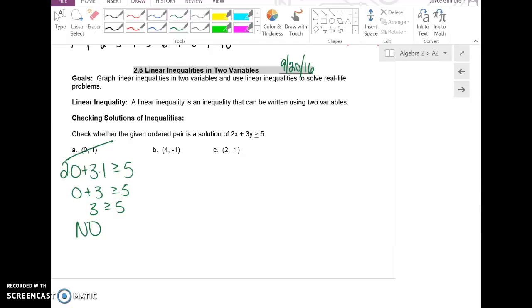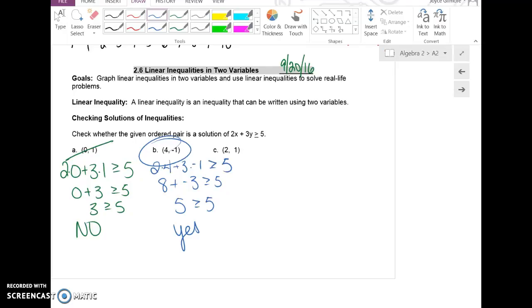You can write not a solution or just slash through the point and say no. The next one, the point (4, -1). Plug in 2 times 4 plus 3 times negative 1, and we're seeing if that's greater than or equal to 5. So is 5 greater than or equal to 5? Yes. So that point is a solution.